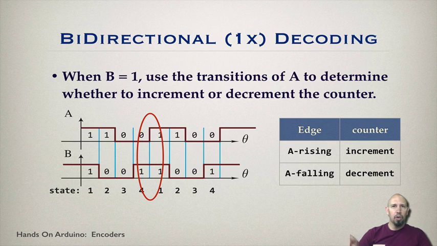Notice that we're only using one transition of the entire pulse. So we actually have a lot of information we're not using. We're not using any of this information over here, so this is a coarse way of keeping track of the position. 1x decoding.